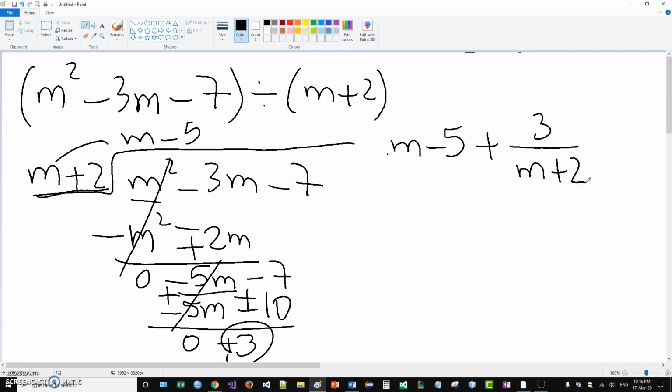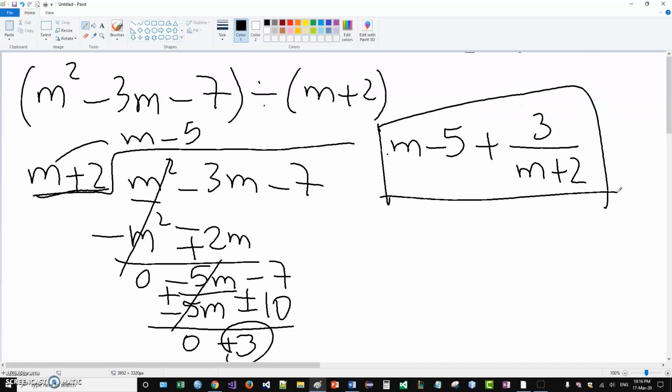So anything you get as a remainder, you put it on top of the m plus 2, which is the divisor, and that's our answer.